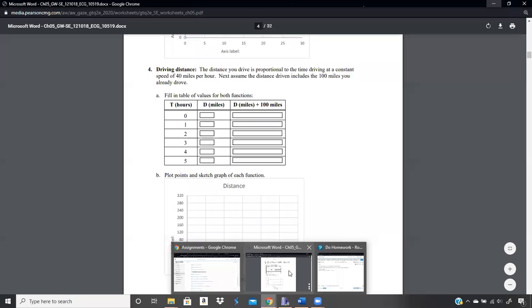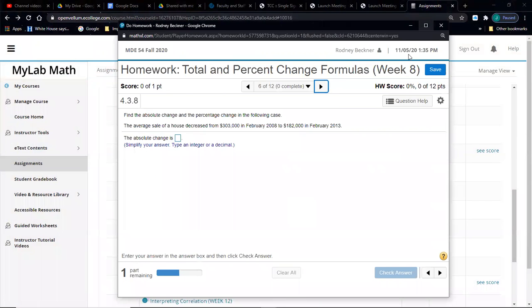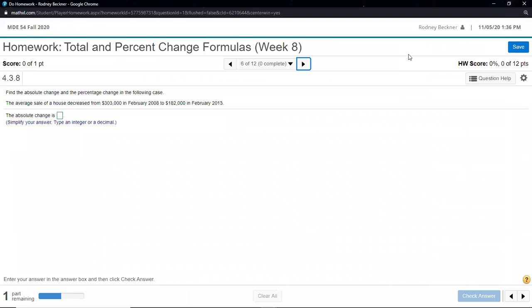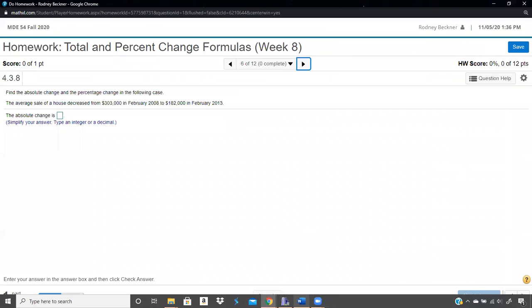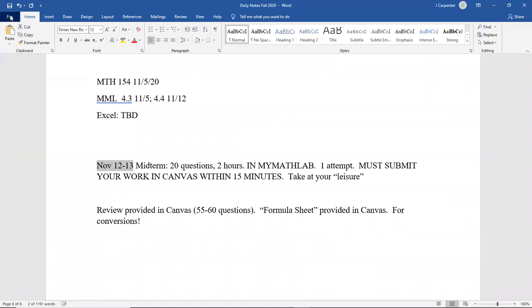I already have it pulled up. Not that, this. Find the absolute change and the percent change in the following case. Sorry, I'm just going to set this up.